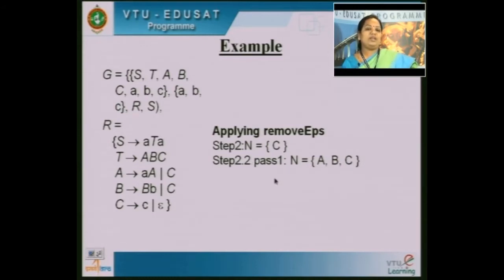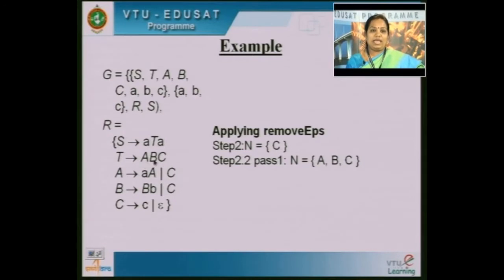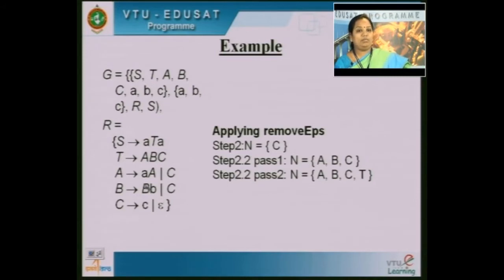So, from pass 1 of this algorithm, we came to know that A, B and C, all three, are nullable. In the next pass, A is nullable, B is nullable, C is also nullable, so ABC is nullable, then T tends to ABC means T is also nullable. So, by the second pass, the nullable variables are T, A, B and C.